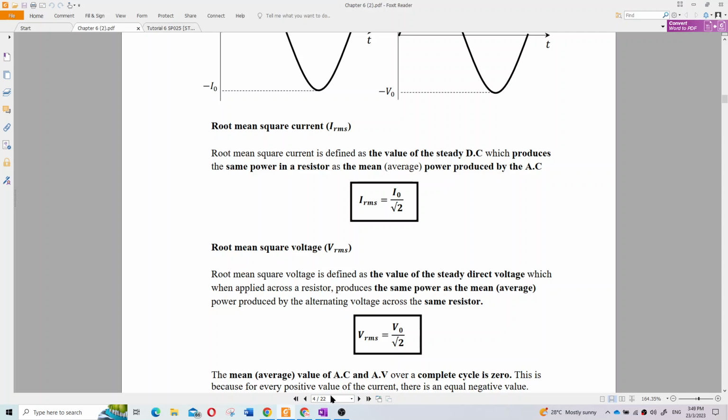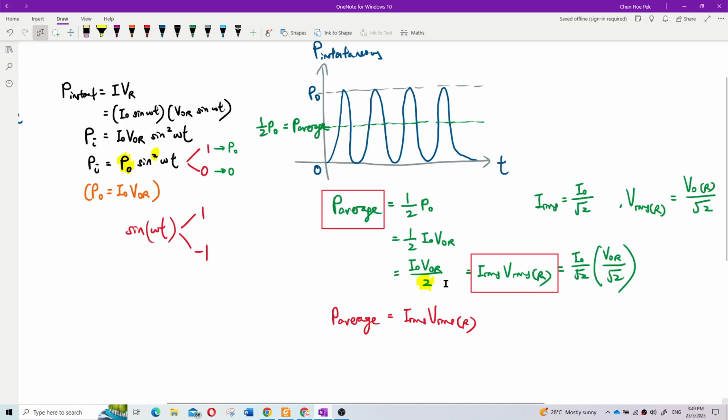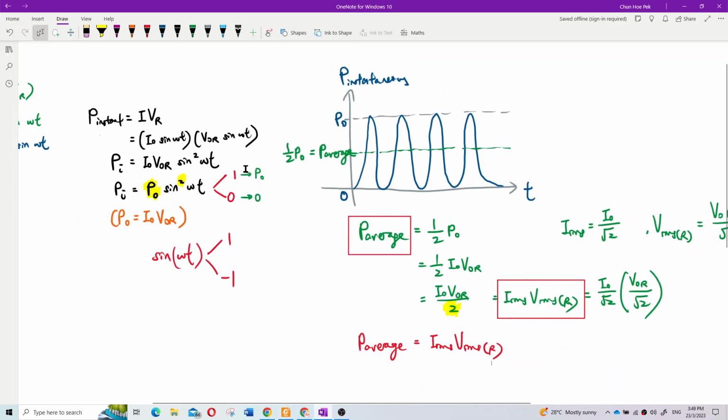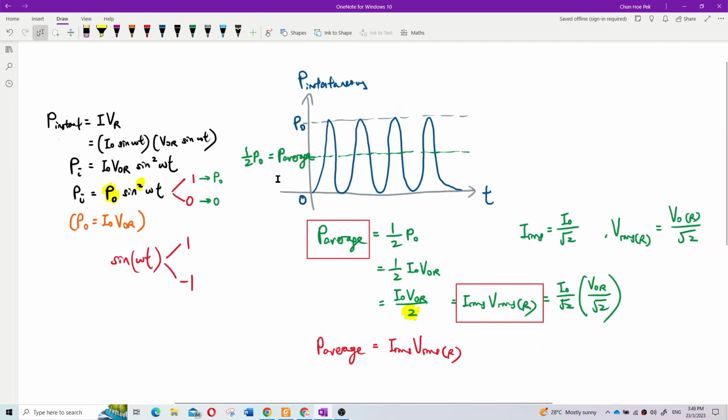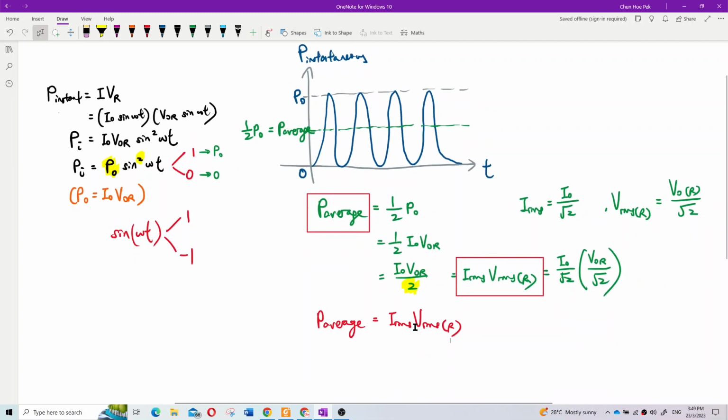Okay, my fridge uses a few hundred watts of power. My iron uses 1,100 watts of power. All that is calculated using the root mean square current value and root mean square voltage value. Okay, proven by all the equations. You see that from the graph, I get the average power, and from here I get the root mean square values multiplied together to get the average power. Okay, class.